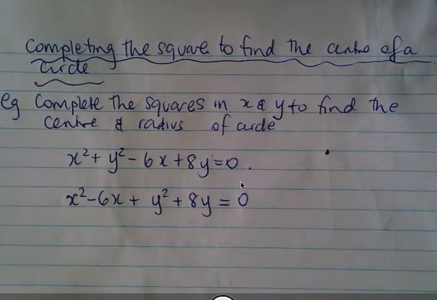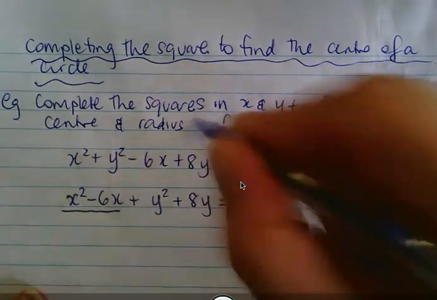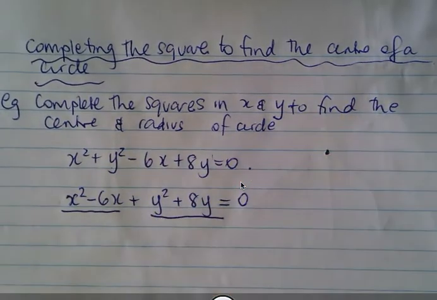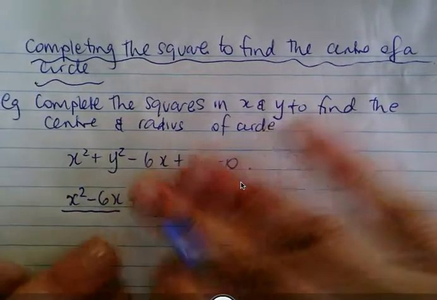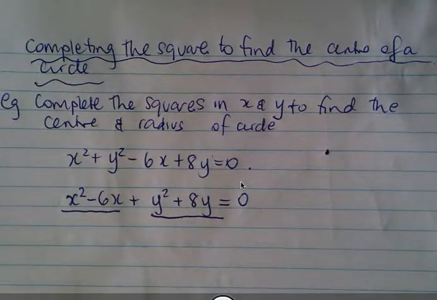So we're going to complete the square on the x term, and then we're going to complete the square on the y terms. So pretend the question is just x squared minus 6x. When you complete the square, what do you do with the coefficient of the x? You halve it and square it.